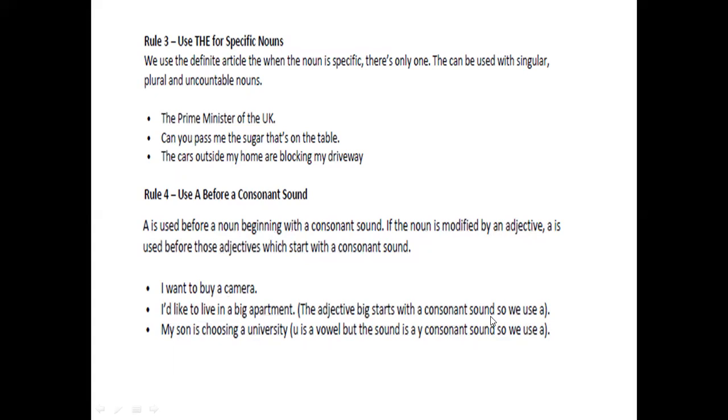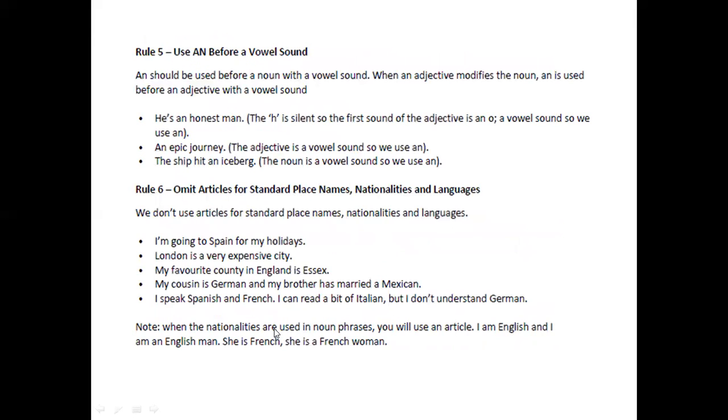So we use a. Here, what is the consonant here? Big. B. B is a consonant. B is a consonant word. Then, my son is choosing a university. U is a vowel, but the sound is a Y consonant sound. So, we use a. My son is choosing a university. The sound is Y. So, we are using a.